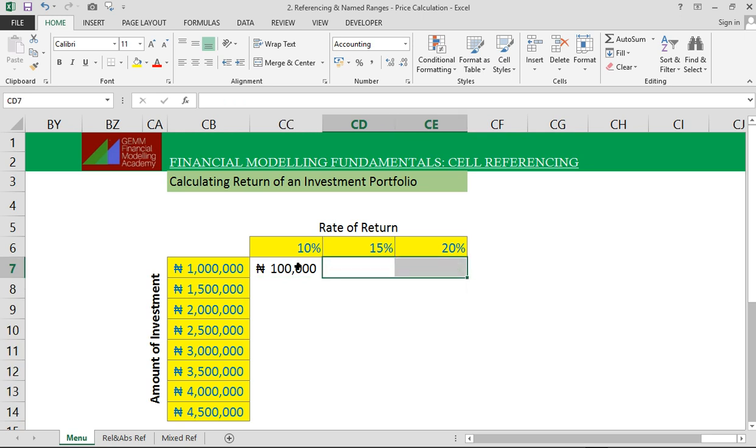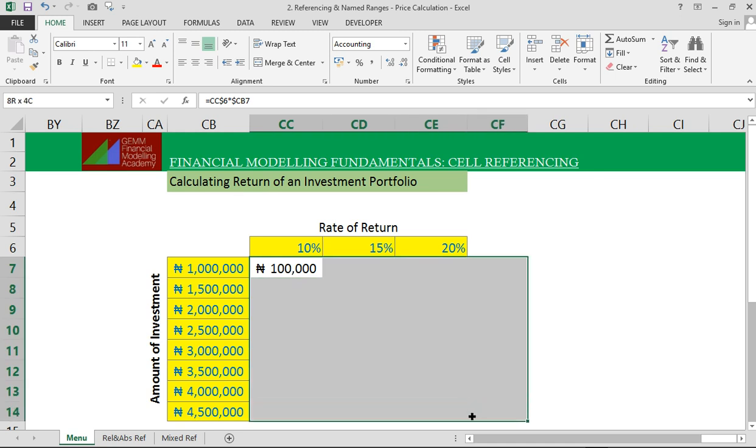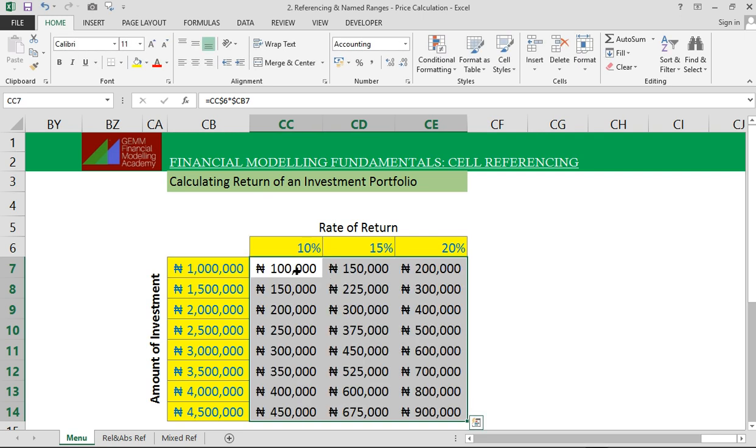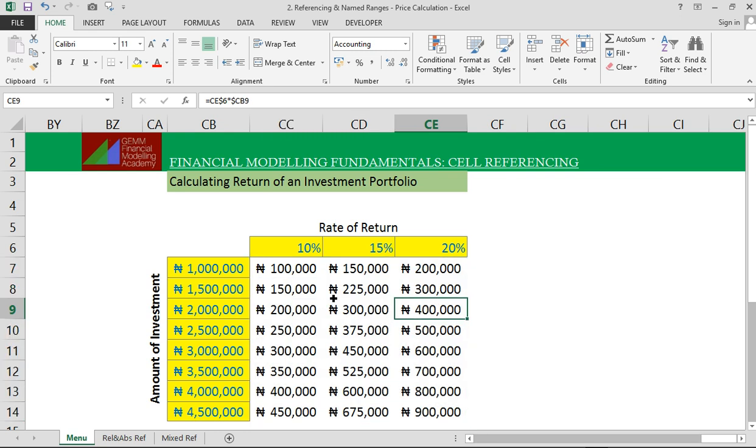Another way of doing this, of replicating this, is to copy all, and put the active cell in edit mode, and you press Ctrl Enter, and so it populates all the cells at once, you know. So that is that.